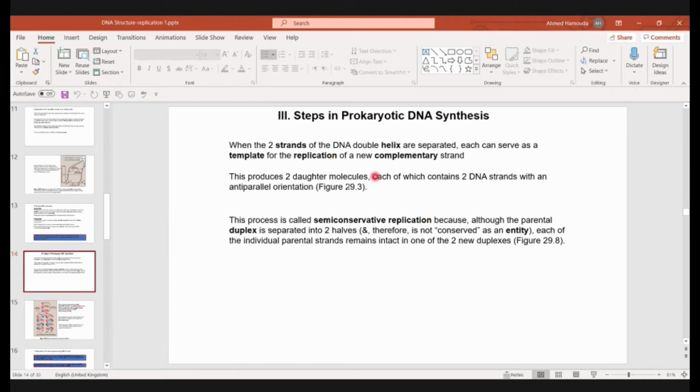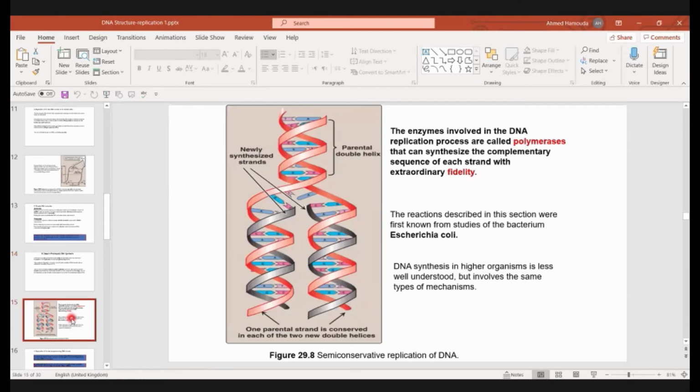This process, when you have a replication of the DNA, is called semi-conservative replication. What does semi mean? Semi means half. Conservative, you know what is conservative. So basically, this picture will clarify this concept. If you look at this red, or if you want a pink strand, one of them, for instance, what we call the parental double helix, this is a parental double helix.